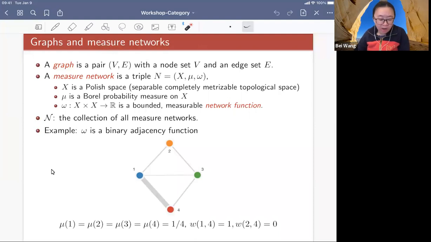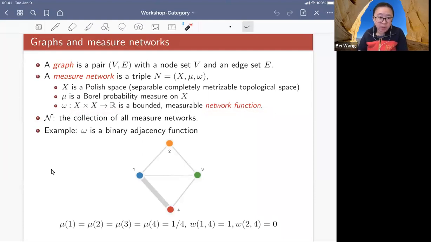If you think about a graph, it has a set of vertices and a set of edges. Now, if I want to generalize it in a probabilistic notion, then what I would work with is what's called a measure network, meaning that X is a Polish space, mu is a Borel probability measure on X, and omega is a relation that takes a pair of elements and maps to R. This is what we call the network function.